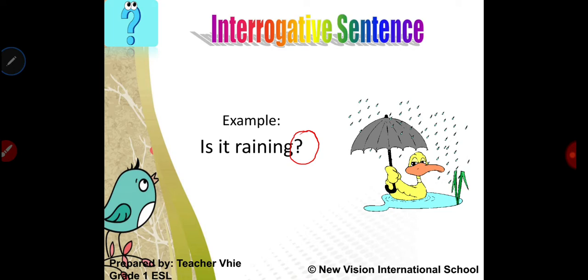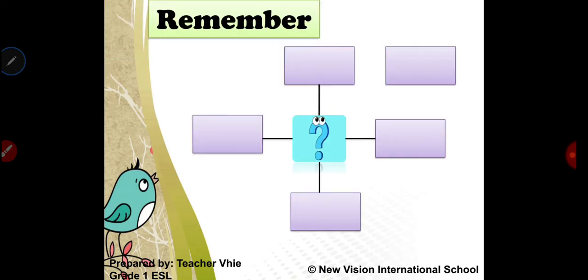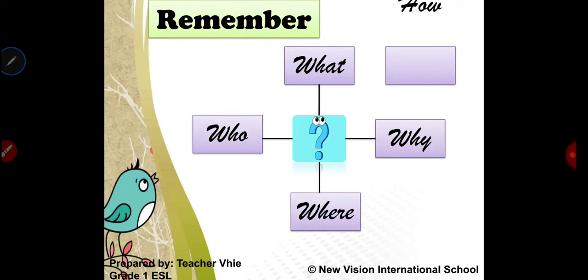Good job. And now, an interrogative sentence is actually an asking sentence, right? And these are the following. It asks the question what? It also asks the question where, why, who, and how. So as you can see, these are the WH questions. Do you understand? These are the things that you need to remember.